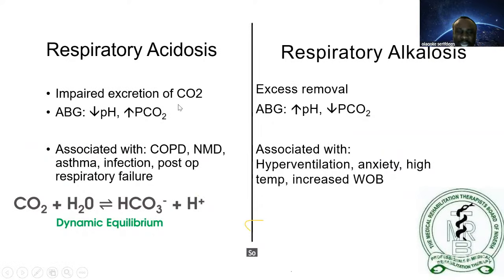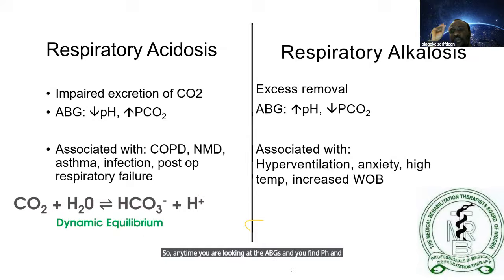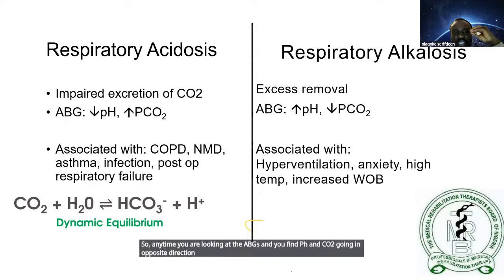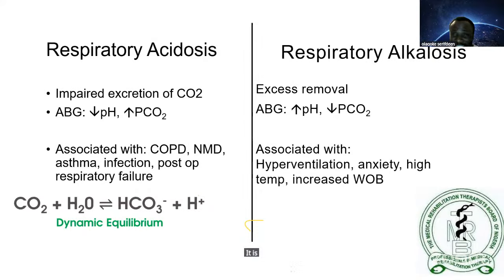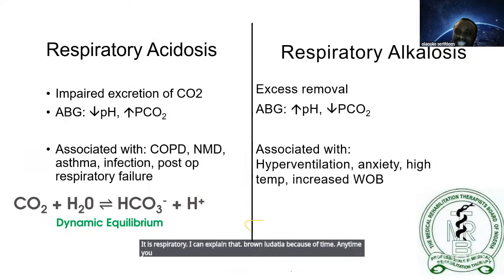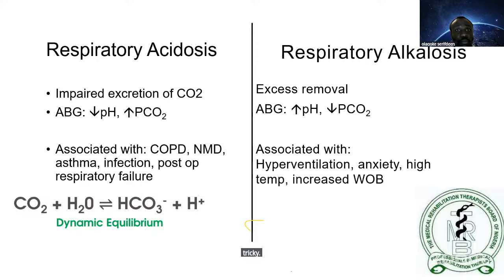So anytime you are looking at the ABGs and you find pH and CO2 going in opposite direction, no way, it is respiratory. I can explain that, but I won't do that here because of time. Anytime you find CO2 and pH going in opposite direction, it's going to be respiratory. Just take it. But if you need me to explain, I can do that. But because of time, let's move forward.